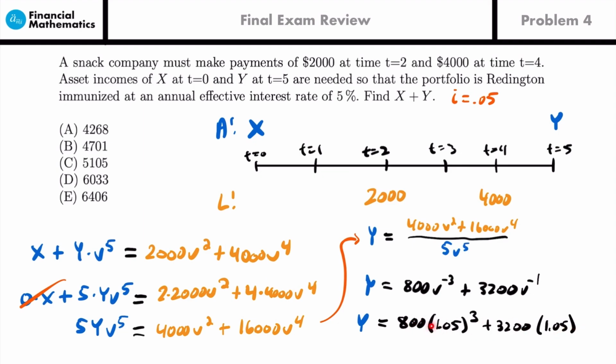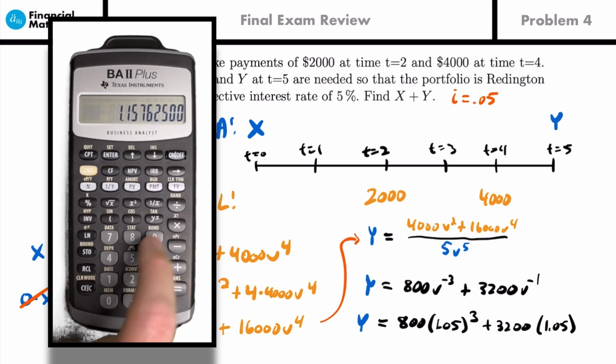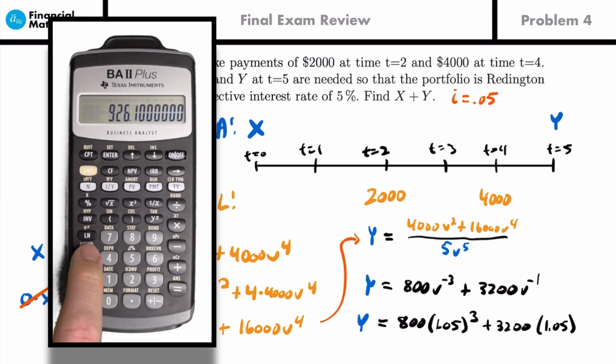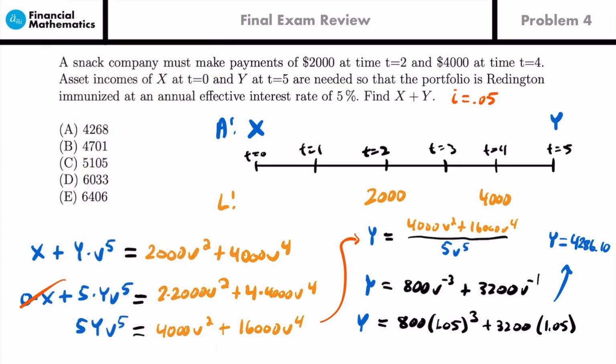Now we can plug this into our calculator pretty easily. Let's do that. Let's start with 800 times 1.05 cubed. I'm going to do 1.05 to the power of 3. There it is. And then multiply it by 800. And then I'm going to store that in the 1 button real quick, because then we want to take 3,200 times 1.05, hit equals, and then add that to recall 1. That's the other number that we calculated, hit equals, and there it is. We now know that y is equal to $4,286.10.